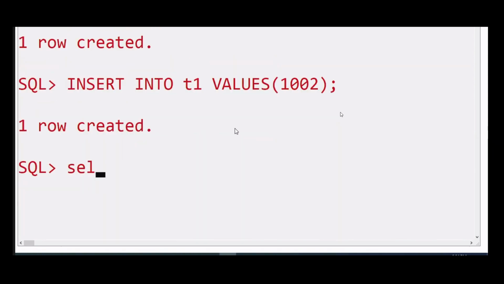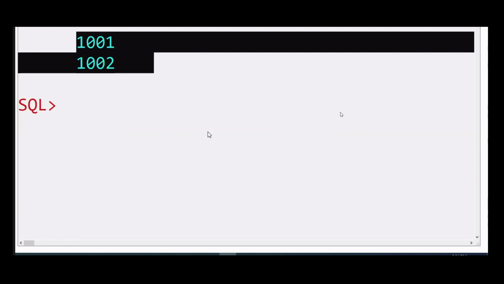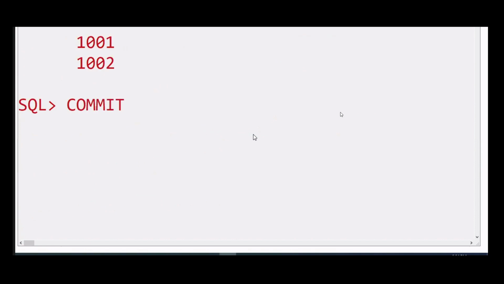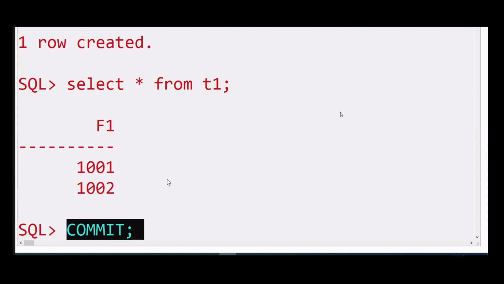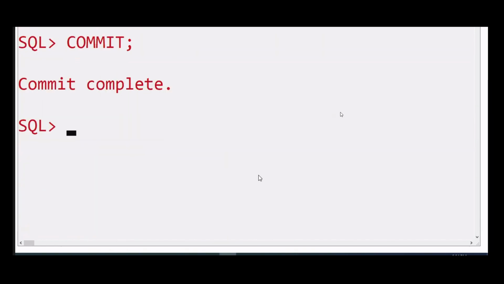Okay, open and see the table data. Select star from T1. How many records are there? Observe here. Two records: 1001, 1002. I want to save these actions. So to save these actions, what are we writing here? Commit. So successfully it is saved now. When the commit command is executed, these 1001, 1002 records in the instance move to the database. Now it is stored permanently in the database.